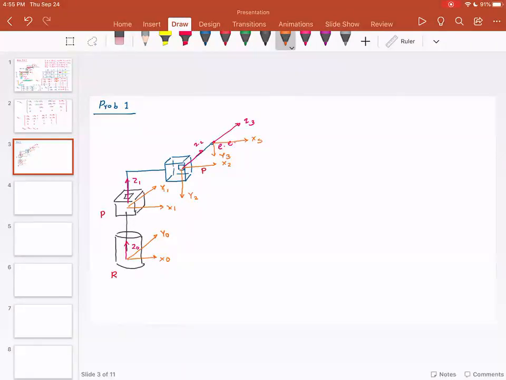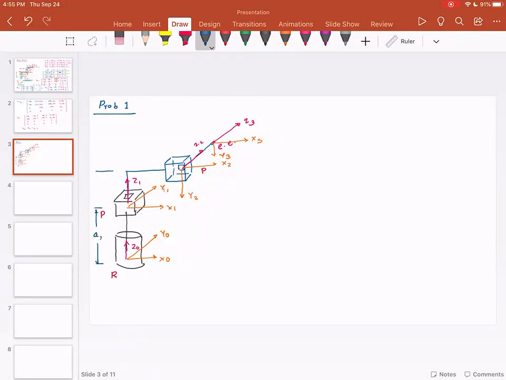Now I want you to check if all the 4 rules are satisfied. X1 is perpendicular to Z1 and Z0. X2 is perpendicular to Z1 and Z2. X3 is perpendicular to Z3 and Z2. X1 intersects Z0 and Z1, X2 intersects Z1 and Z2, X3 intersects Z3 and Z2. Not only that, you will see that it's a right hand coordinate system, and I would add the distances, and these are the values that I assumed.